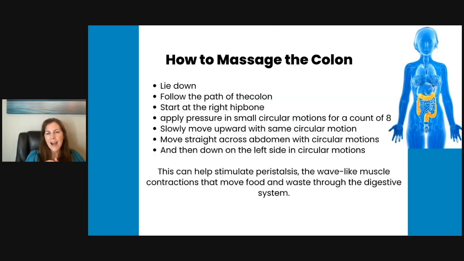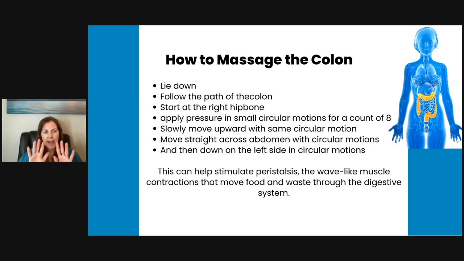So now let's look at how to massage the colon. We did talk about massage a little bit earlier, but this is going to be specifically for the colon. So I recommend that you lie down and you're basically going to be massaging the way the colon sits in the body. So we talked about how it starts at the right lower quadrant around that hip, the hip bone that sticks out. It's going to go straight up to the bottom of the ribs, straight across, and then down.